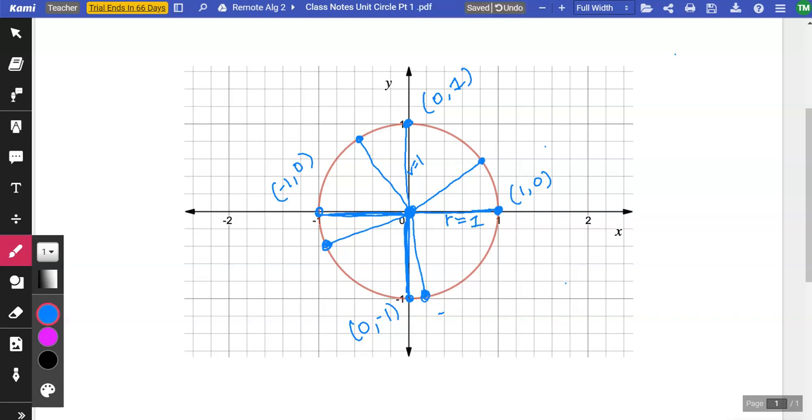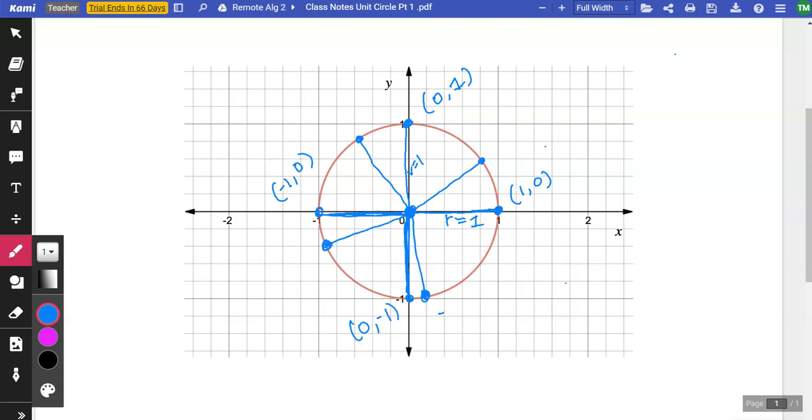So those are just some key features of the unit circle. The radius is always going to be 1, and it's always going to contain these 4 points, 1, 0, 0, 1, negative 1, 0, and 0, negative 1. So the first thing we're going to do with the unit circle is we are actually going to use it to expand our definitions and understandings of sine, cosine, and tangent.